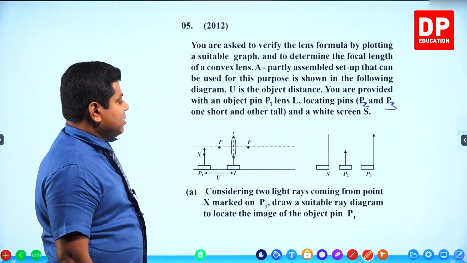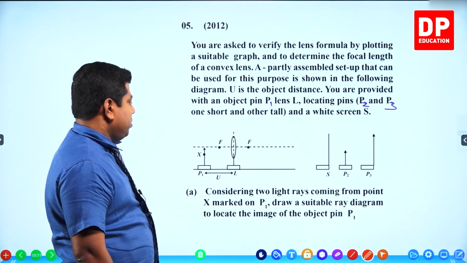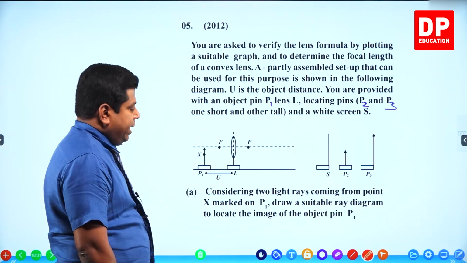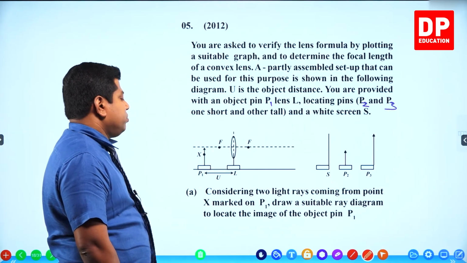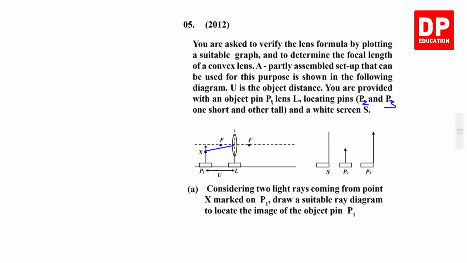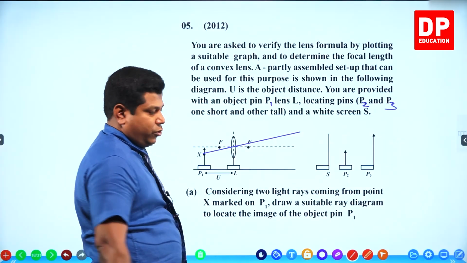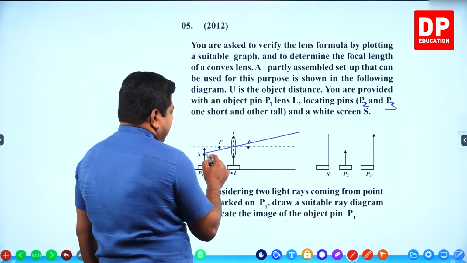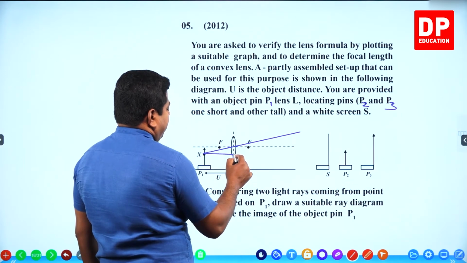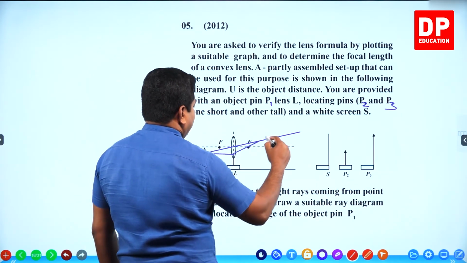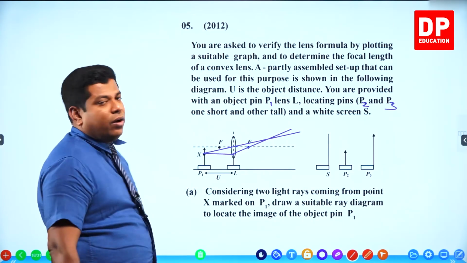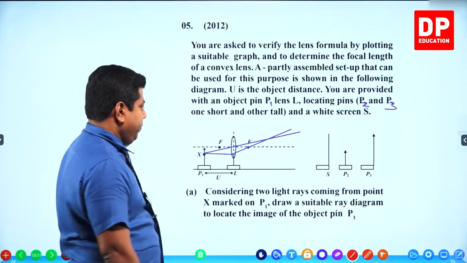Considering two light rays coming from point X marked on P1, draw a suitable ray diagram to locate the image of the object in P1. Draw one line through the optical center of the lens so that it doesn't deviate. It's easy for you. Draw another line, a parallel line that goes through the focal point. Clear?